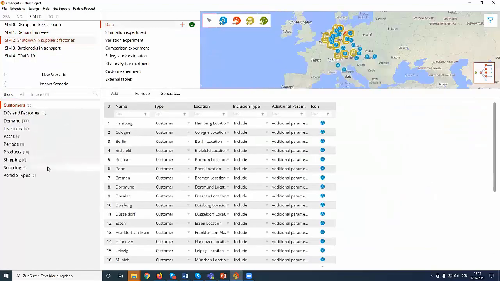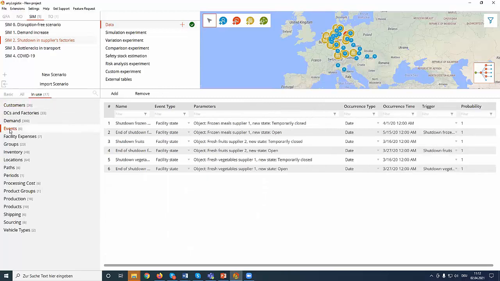Looking at the shutdown in supplier factories, we define this shutdown as events. We can see the shutdown in 3 suppliers, subject to different periods, especially during the first wave of the pandemic, right? Each disruption has 2 events, temporarily closed and open, and associated dates.